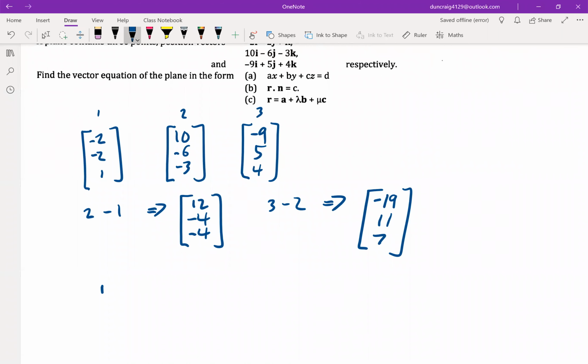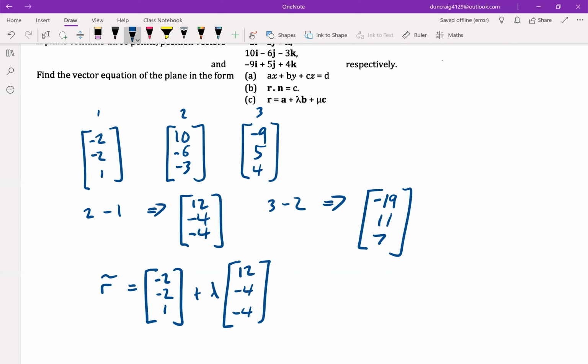Then I can say R is just going to be a starting point, my first one there, so I'm at (minus 2, minus 2, 1), plus some lambda amount of (12, minus 4, minus 4), plus some mu amount of (negative 19, 11, 7). So nice and simple, doing that there.